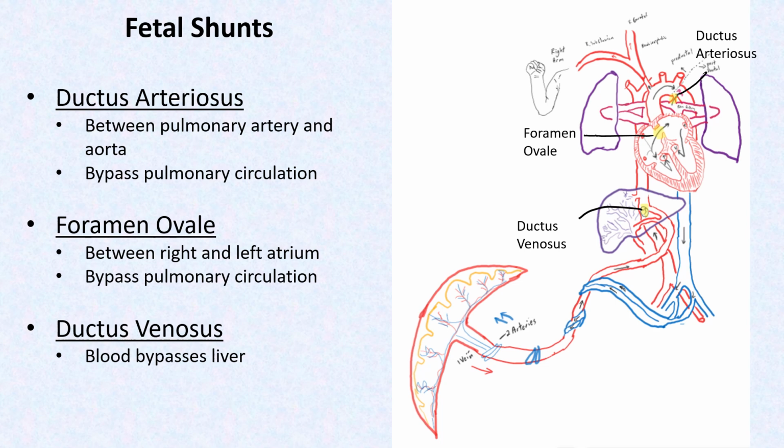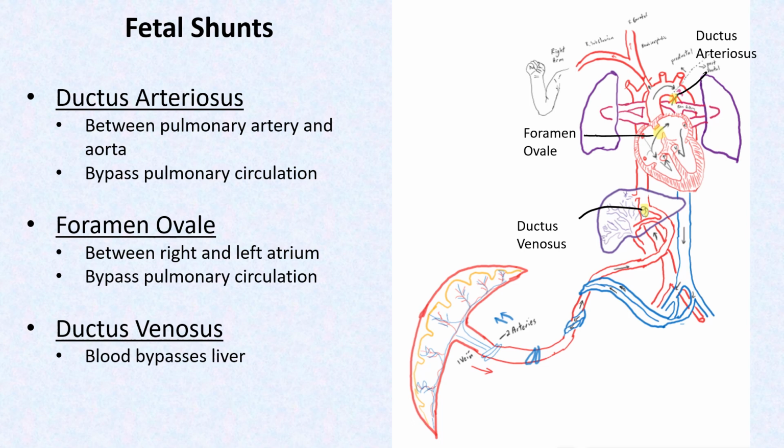Next is the foramen ovale. This is a small opening between the right and left atrium that allows blood to cross the atrium and bypass pulmonary circulation during fetal development. From there, the blood goes to the left side of the fetus's heart and provides oxygen to the fetus's brain.